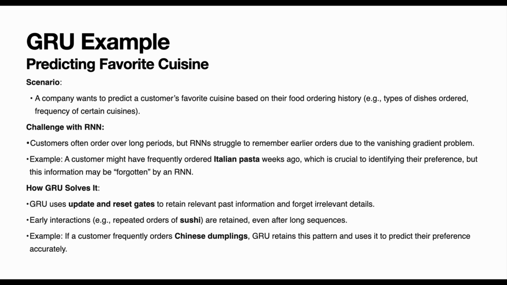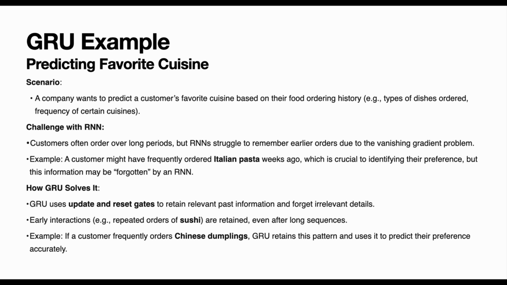This slide provides an example of how GRUs solve real-world problems, such as predicting a customer's favorite cuisine or purchase behavior. The challenge with RNNs is that they struggle to retain critical early information in long sequences due to the vanishing gradient problem. For instance, if a customer viewed a product a week ago, this key interaction might be forgotten by the RNN, impacting the prediction accuracy.